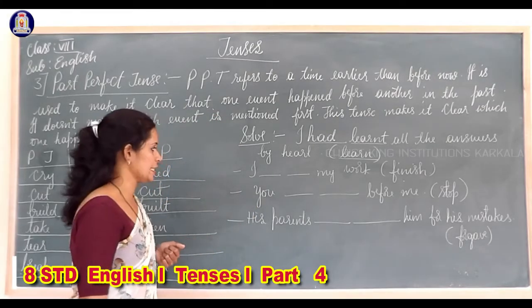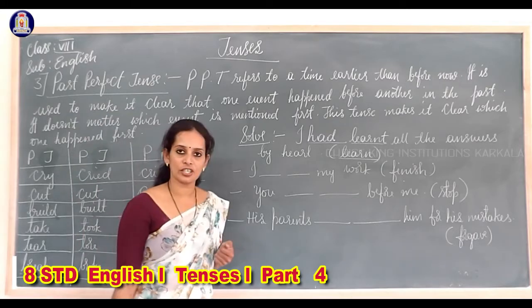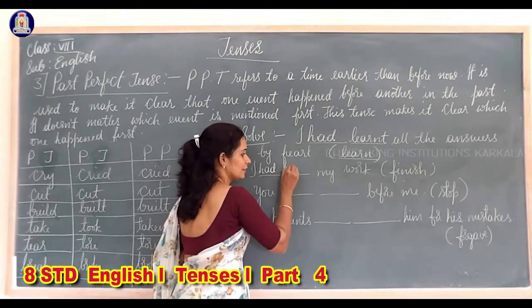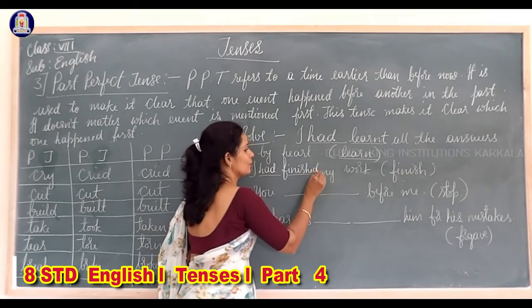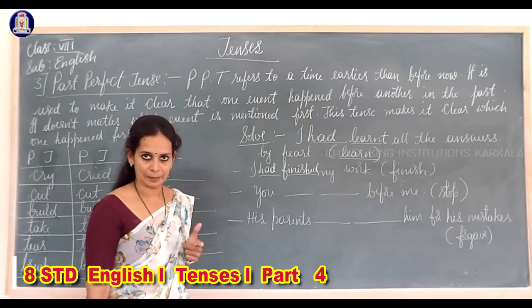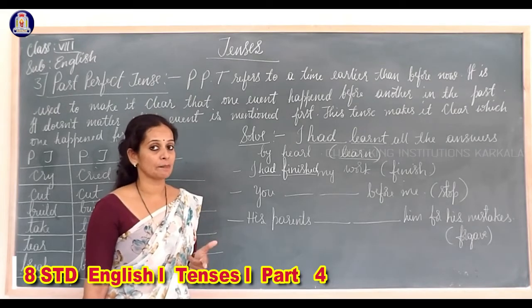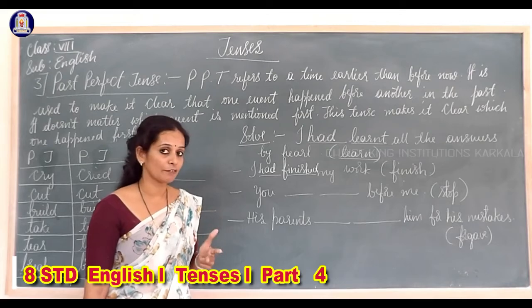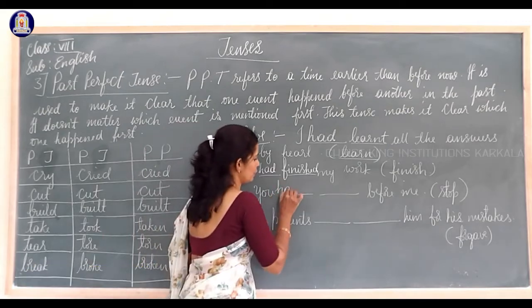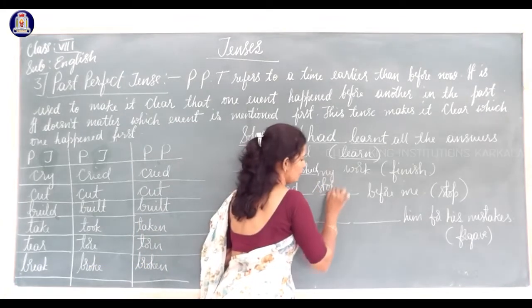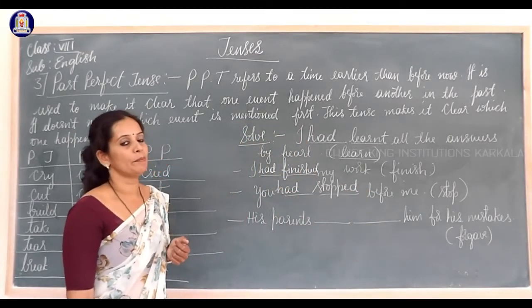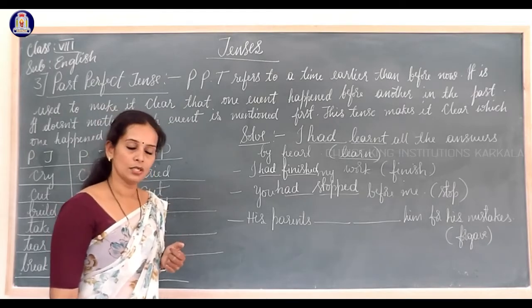Now, your second question is, I dash my work. Finish is your verb. I had finished my work. Finished, finished, finished is the past participle. Finish is in present tense, finished is in past tense, and the past participle of that verb is finished. Now, you dash before me. You had, stop is the verb, stopped before me. You had stopped before me. Stop, stopped, stopped only.